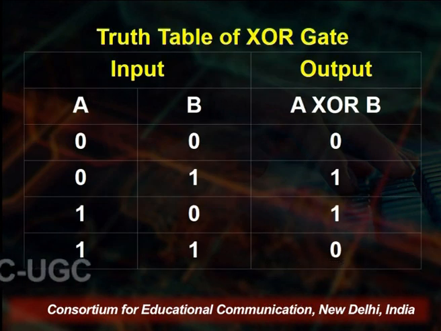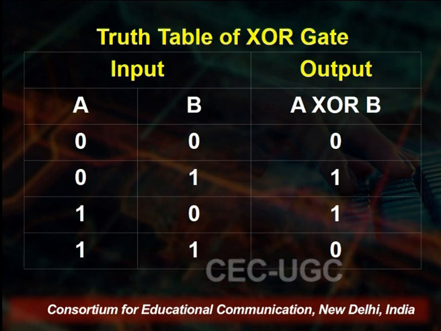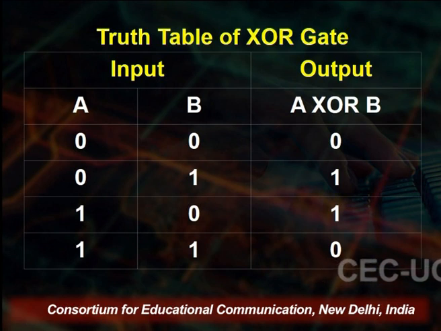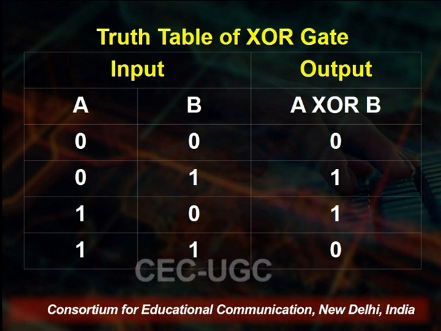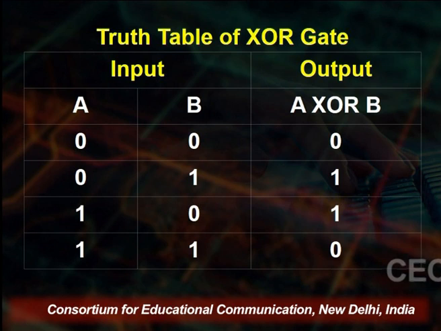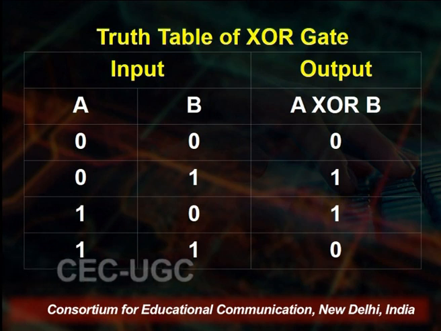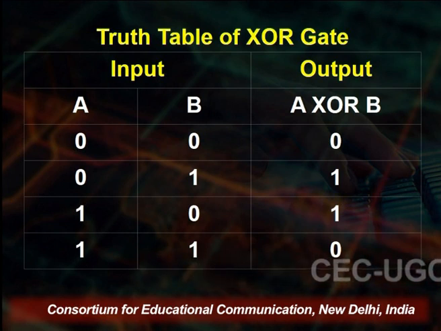So this is the truth table of the XOR gate. Now you see 0 0 gives 0. We have two high outputs here, when the inputs mismatch: when the input is 0 1, the output is 1, and when it is 1 0, the output is 1. So when we have two dissimilar inputs, the output will be 1, otherwise it will be 0.